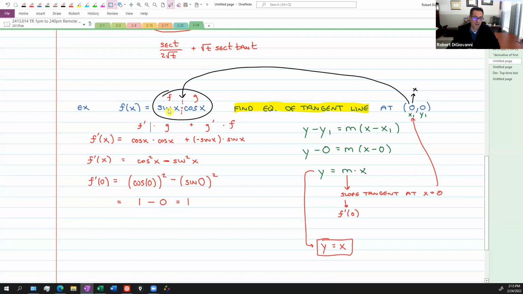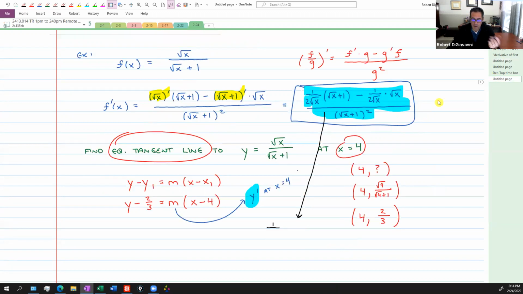If you plug in 0 here, you'll get sine of 0, which is 0, times cosine of 0, which is 1, and 0 times 1 is 0. That's why the y coordinate is 0. You didn't need to know that, though. I gave you that information. On this problem, I'm only giving you the x coordinate, which means you had to come up with the y coordinate by plugging the 4 into the original function. Then to find the slope of the tangent line, you have to plug that 4 into this derivative.